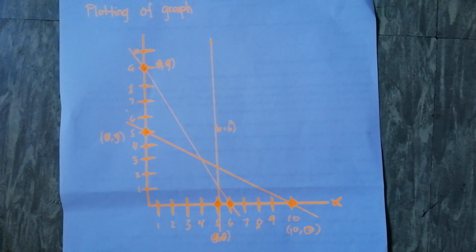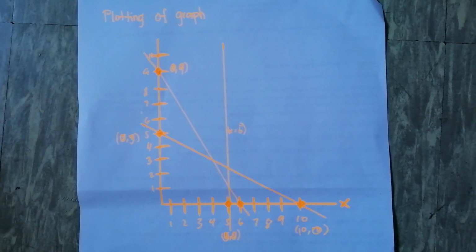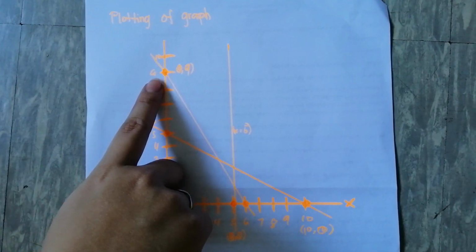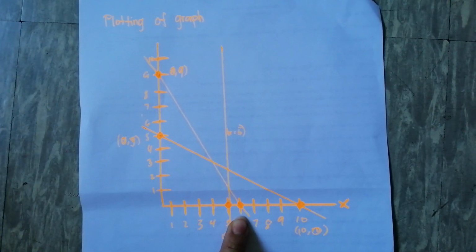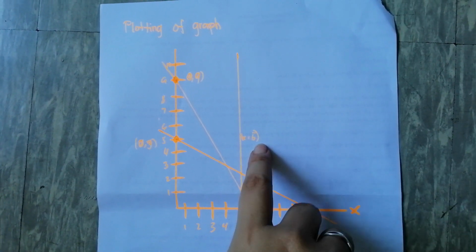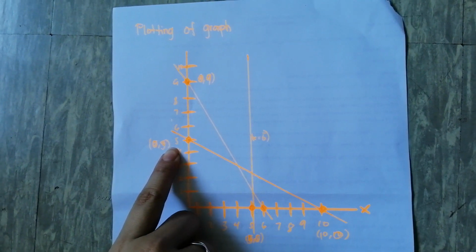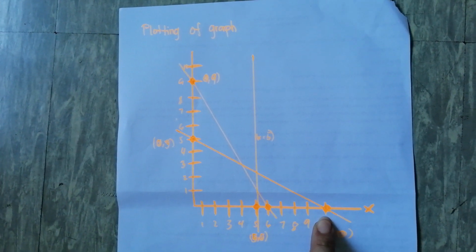So this is the graph. We plot the given constraints. First is 0, 9 and 0, 6. Next is x equals 5. Next is 5 and 10.